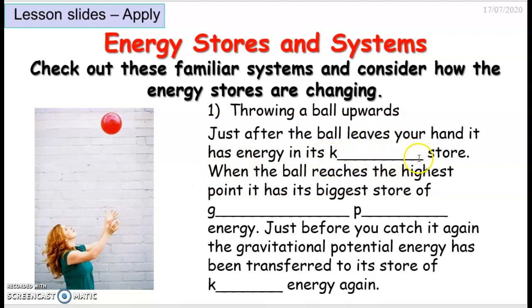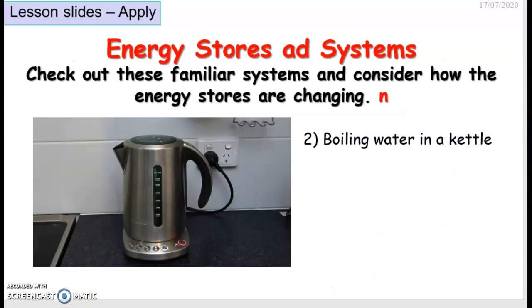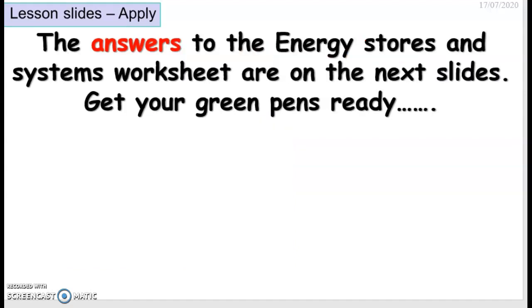Okay, so if it's moving, it's kinetic. So this is energy in its kinetic store. When the ball's reached the highest point, it's got its biggest store of gravitational potential energy. You getting the hang of this? And then just before you catch it again, gravitational potential energy has been transferred to its store of kinetic energy again. Okay, so here's the second sheet. And I think what we'll do is we'll go straight to the answers. So you have a go at filling in the rest of the sheet. Okay, get your green pens ready, and then you can self-assess.